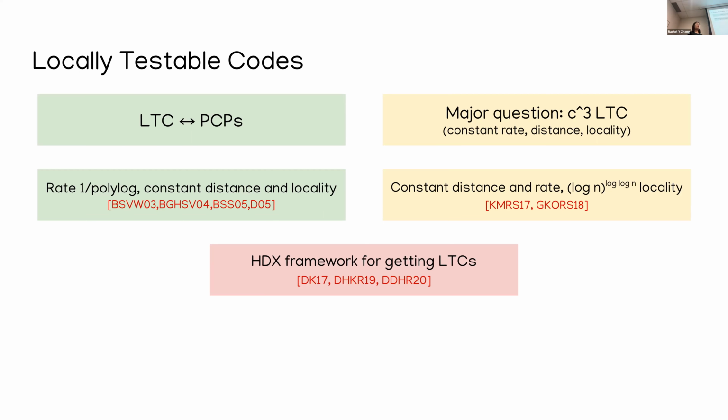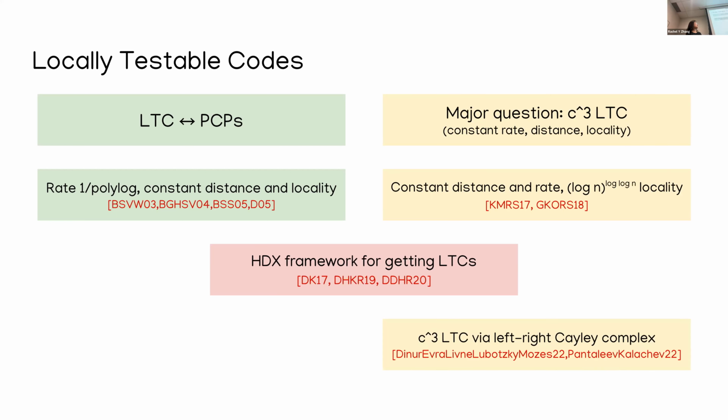And then I guess the question is, can you find this compatible base code? Can you instantiate this base code, and then from that you can get a big locally testable code. And it turns out this was kind of hard. People tried, couldn't analyze it. And so a couple of years ago, there was a big breakthrough that actually constructed C-cubed LTCs.